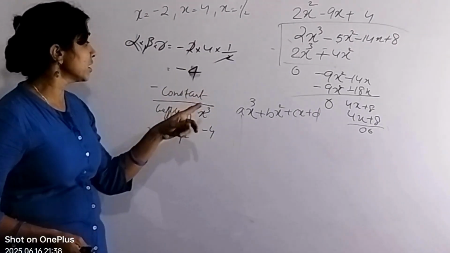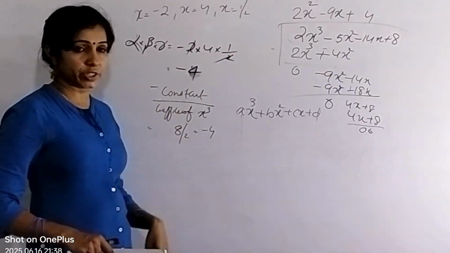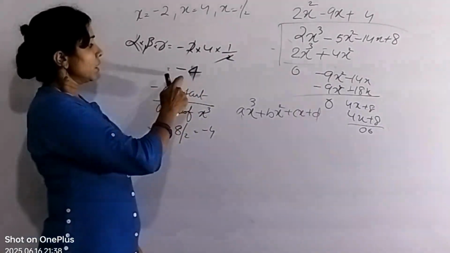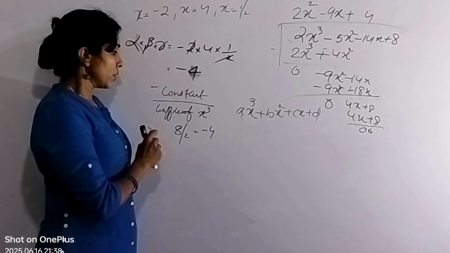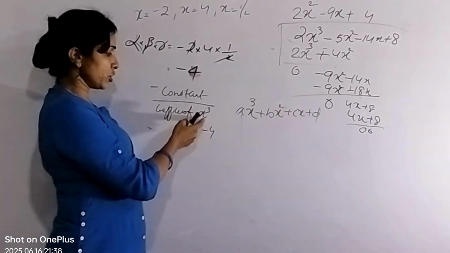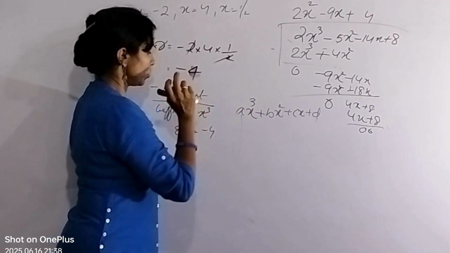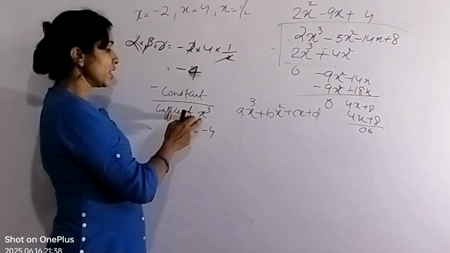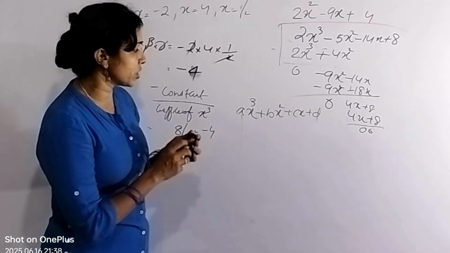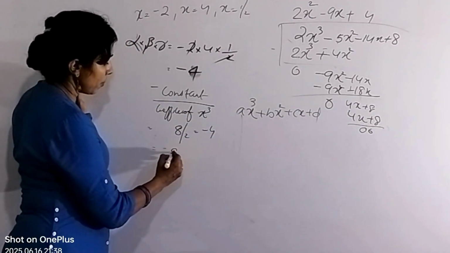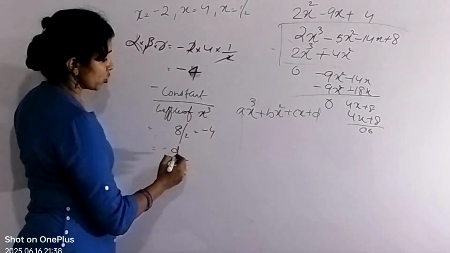So what is the relation between this minus 4 and the coefficient? Just look. Minus 4 means here my constant is 8. So constant divided by the coefficient of x cube, which is 2, so minus of constant divided by coefficient of x cube is equal to minus 4. So what is the constant here in this equation? That is d. Here minus d by a, where a is the coefficient of x cube.